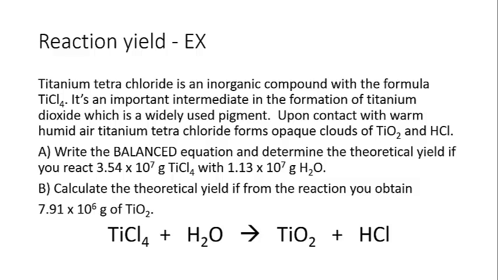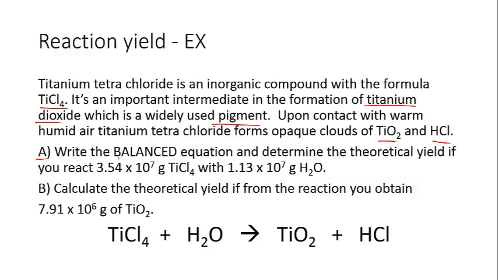Titanium tetrachloride is an inorganic compound with the formula TiCl4, meaning there are 4 chlorine atoms to every 1 titanium atom. And this is an important intermediate in the formation of titanium dioxide, which is widely used as a pigment in industry. Upon contact with warm, humid air, titanium tetrachloride forms opaque clouds of titanium dioxide and hydrochloric acid.